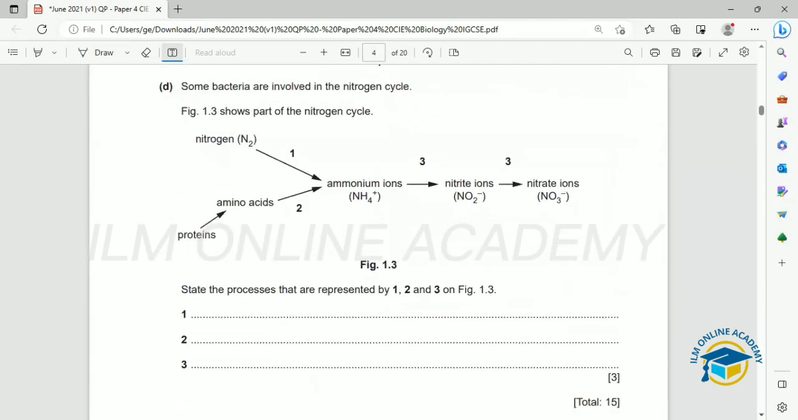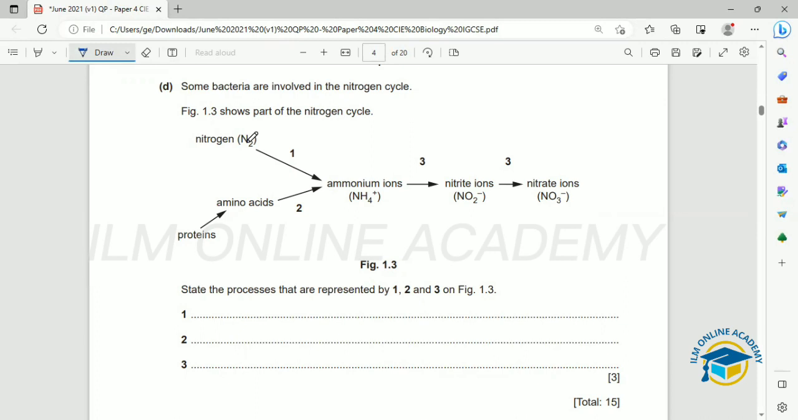Then some bacteria are involved in the nitrogen cycle, and the nitrogen cycle has been shown right in front of you. First, they are showing you the conversion of nitrogen. See the first step: it is nitrogen being converted into ammonium ions. So this happens in the bacteria. It is mainly nitrogen fixation, and the nitrogen fixing bacteria are found in the root nodules of some plants.